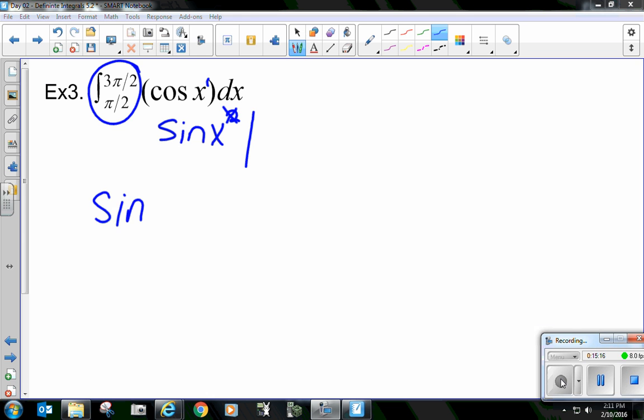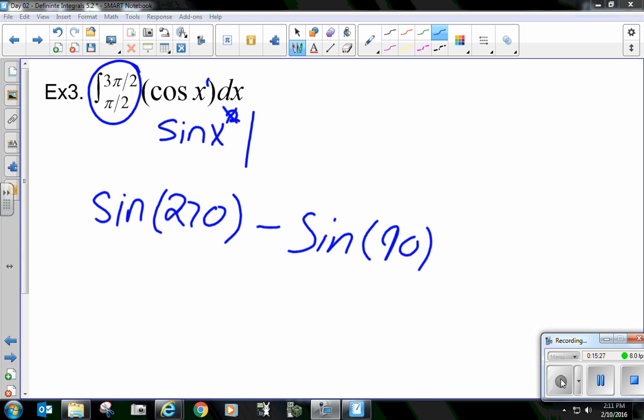Sine of 270 minus the sine of 90. Right, and we know that because 3 pi over 2 is 270. Pi over 2 is 90. Good, good.